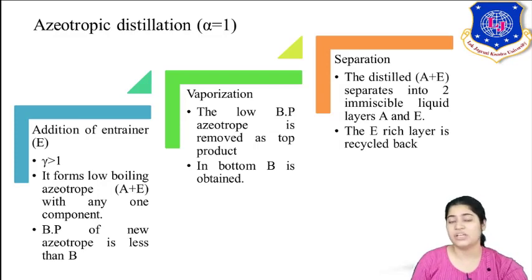Now the separation. The distilled A plus E separates into two immiscible liquid phases. So you separate out your E and A. The desired condition was what here? We have to separate out as much A as possible. So the low boiling azeotrope which is now formed, A plus E, the condition here is they must be immiscible. After condensation, you get almost pure A. And the E, of course, would have some traces of A. So that E rich phase, the phase which is rich in entrainer, is recycled back into your column.